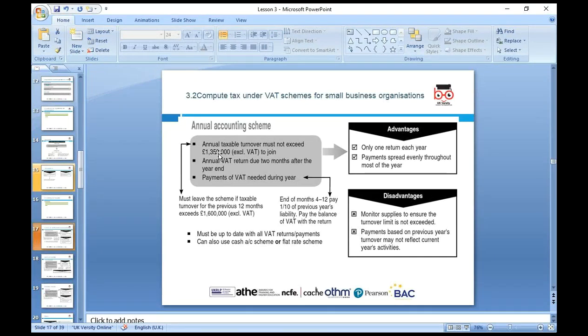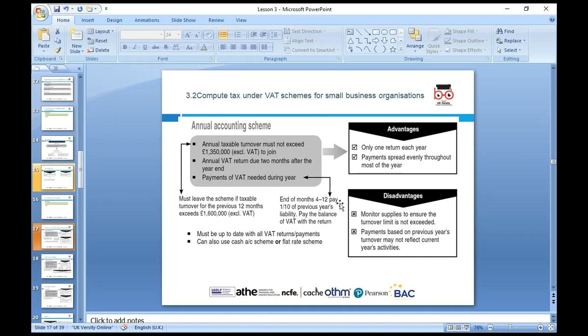So if your turnover is 1.35 million, excluding VAT, that turnover is excluding VAT. Excluding VAT means there are no VAT figures included in the turnover. Turnover means sales value without VAT. So then we can register for this scheme, and we can stay on this scheme until our turnover is 1.6 million.